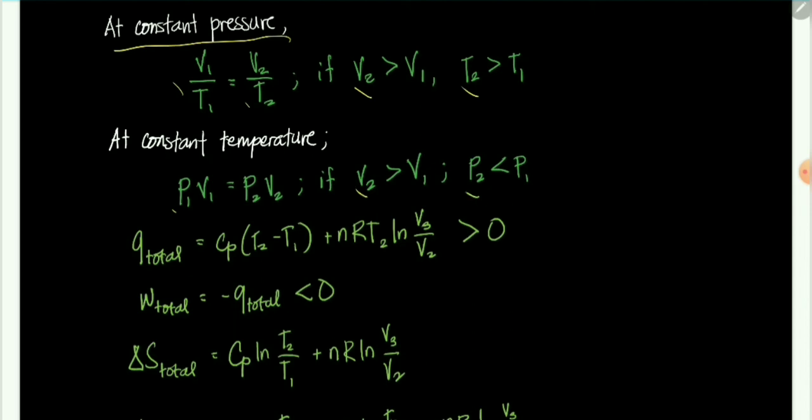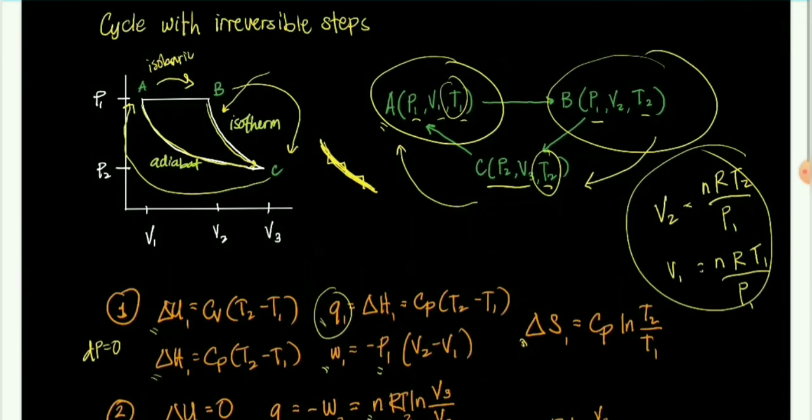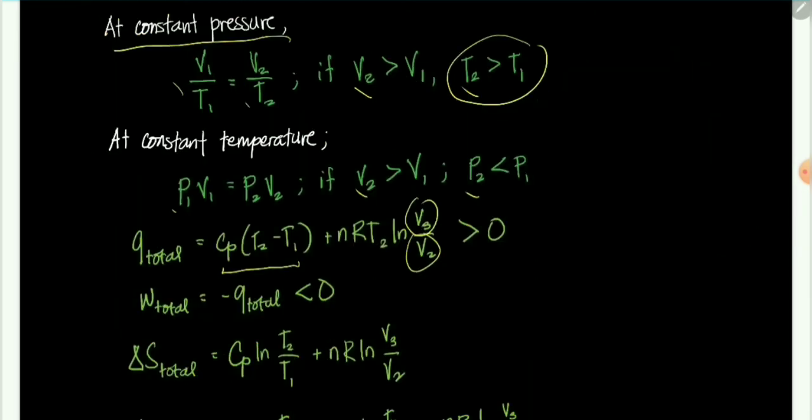Okay? So for Q total, since T2 is greater than T1, this is a positive value. And since V3 is greater than V2 because the process was an isothermal expansion process, this value is also greater than 0. So the Q total is positive. It's greater than 0. For the W total, it's automatically negative because it is equal to negative Q total. So how about S total?